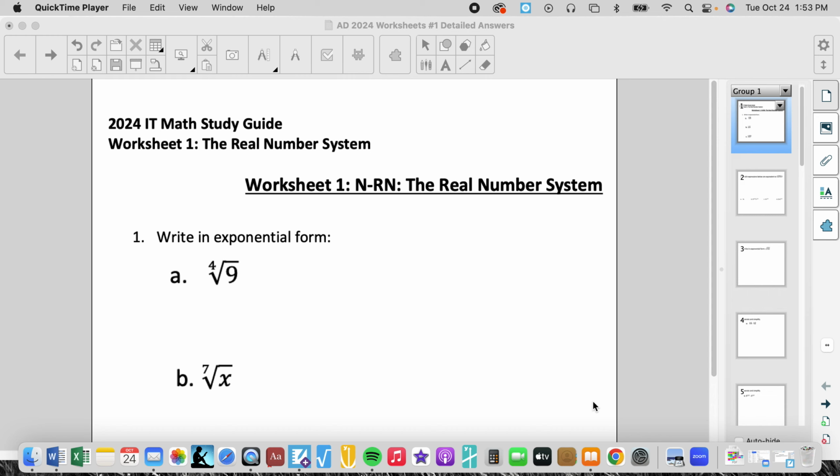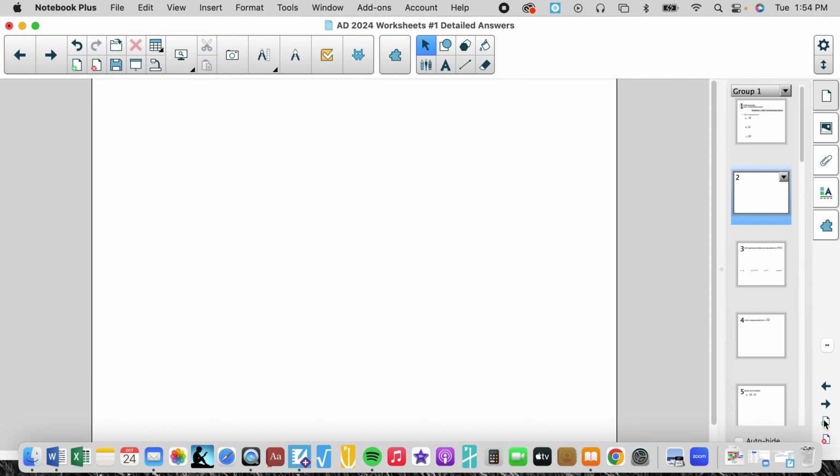Today we're going to do worksheet number 1, and we open up with one of the things that I absolutely love, which is exponents. And here we're talking about exponential form. So we can write it in radical form or exponential form. And a radical looks like this.